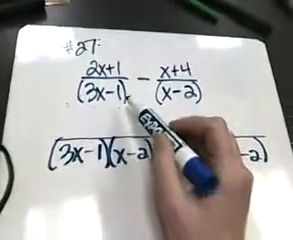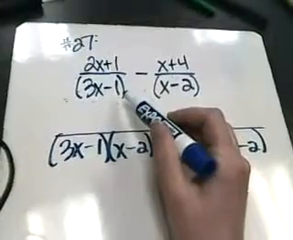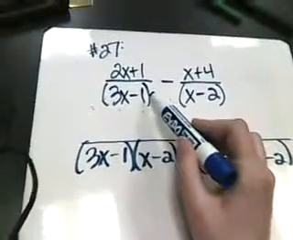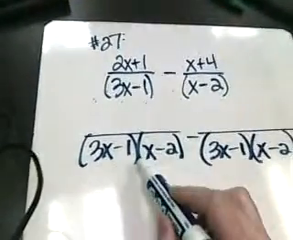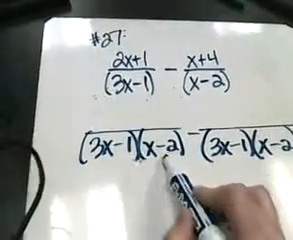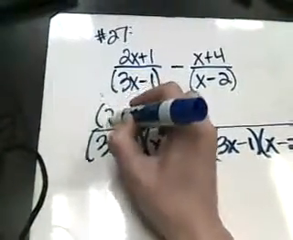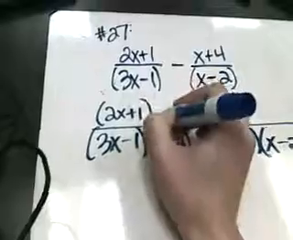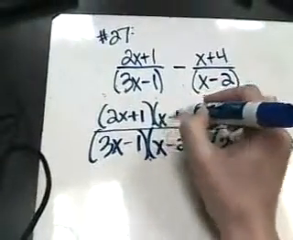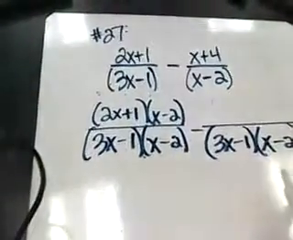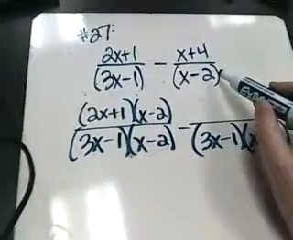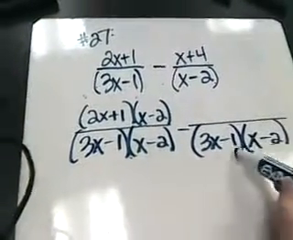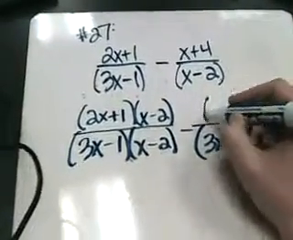Now I have to look and see how my denominator has changed. How did I go from 3x minus 1 to this new denominator? I multiplied by x minus 2. How did I go from here to here? I have this 3x minus 1.